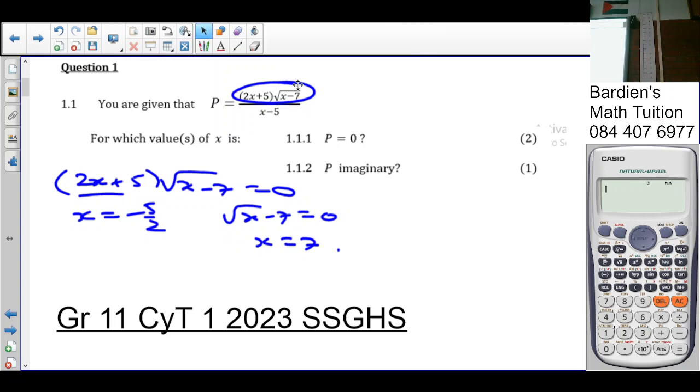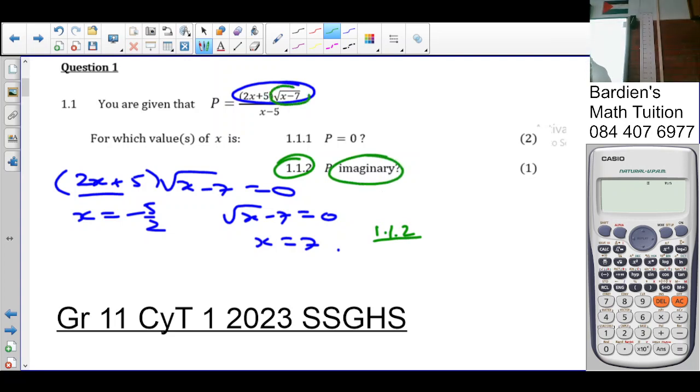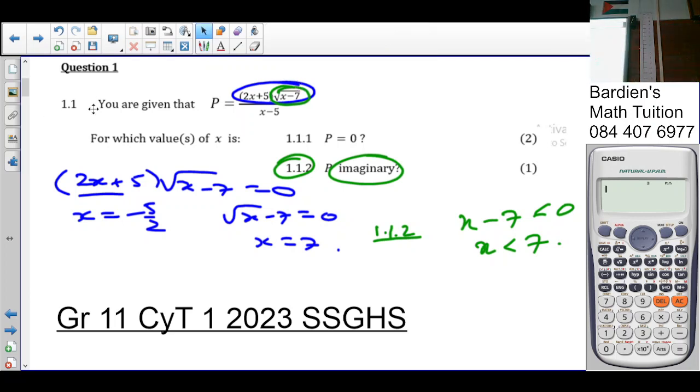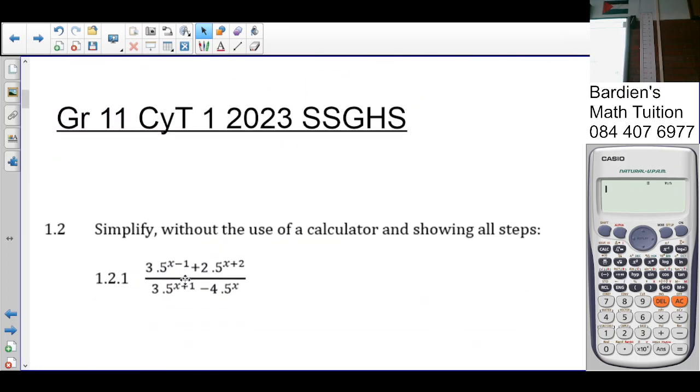In 1.2, the question says where it's imaginary. When will it be imaginary? If under the root is negative. So x minus 7 is less than 0, which means negative, so x is less than 7. One mark on that answer. If it had said undefined, which it didn't, the answer would have been x is equal to 5, so the denominator would be equal to 0 then.